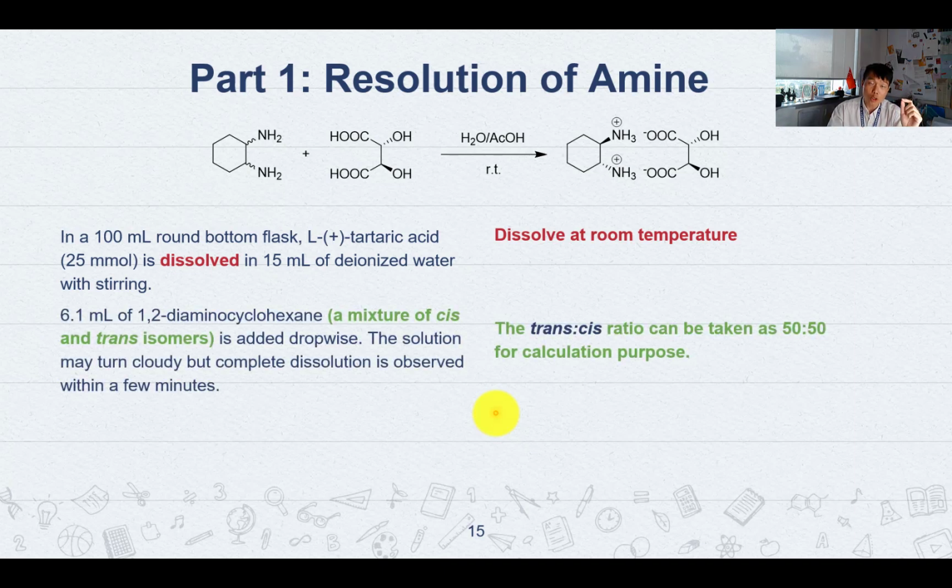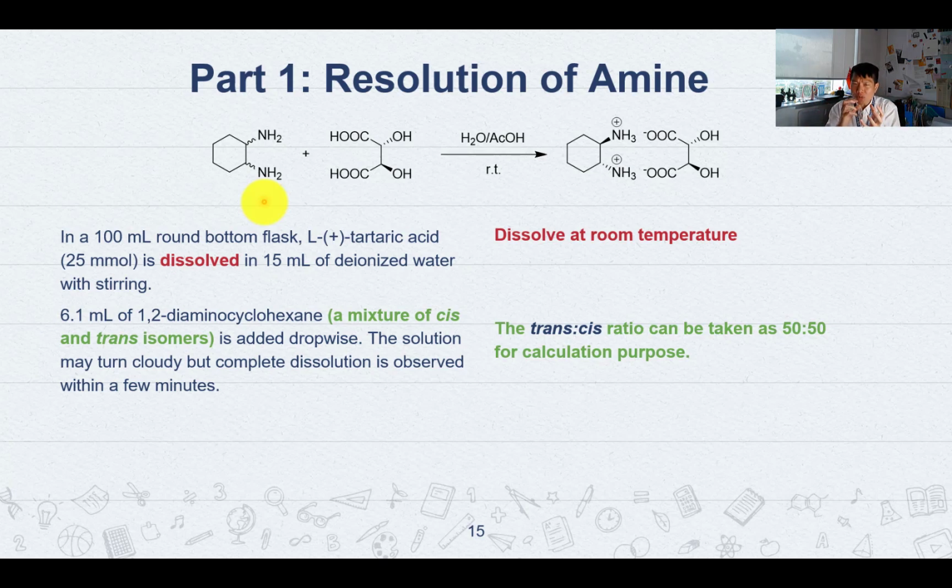Now think about why room temperature, not heat it up. Normally you want to heat things up to speed up the reaction, but not in this case. Just think a bit more. And then you add this 6.1 ml of this 1,2-diaminocyclohexane, and it's a mixture because of how we show the bond here, right? Dropwise. Why dropwise?